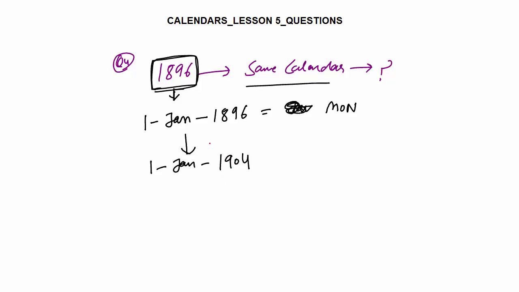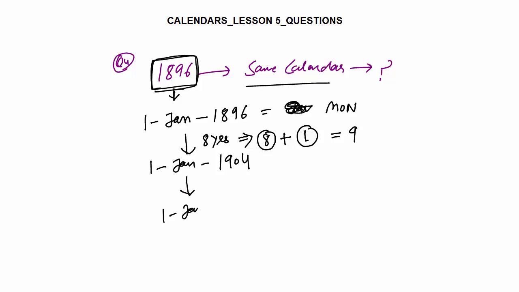This is a leap year. Now how many years in between? We have 8 years in between. Let's count the total number of odd days. 8 years have straight away 8 odd days and an extra odd day for 29th of February. So 29th of February will come in 1896, so 1 odd day, and no more 29th February is coming. So we have a total of 9 odd days. If you divide 9 by 7, we still have 2 odd days. So this 1904 will not have the same calendar as 1896.